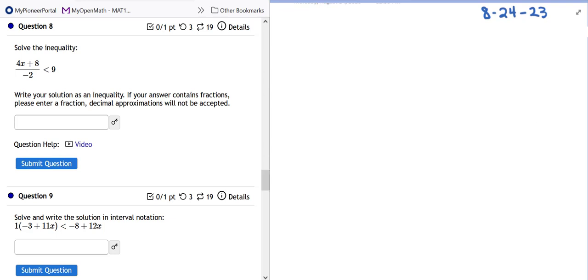And we'll go ahead and start. We have inequalities first today. We did the first 7. So we'll pick up at number 8.